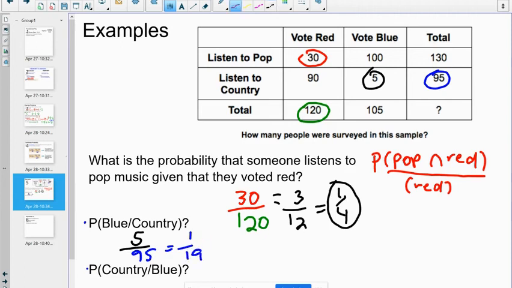And last but not least, we have the probability of country given blue. So these kind of flip-flop. These are 2 different questions. I want you to keep that in mind. They're not asking the same thing. Now, it's still going to have the same numerator, because it's the probability of them both happening at the same time, and blue and country meet up here at 5. And the denominator is total blue, over 105. So 5 over 105, which reduces to 1 over 21 if you divide both by 5.